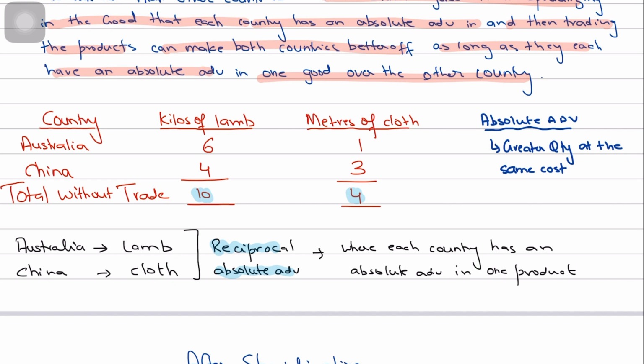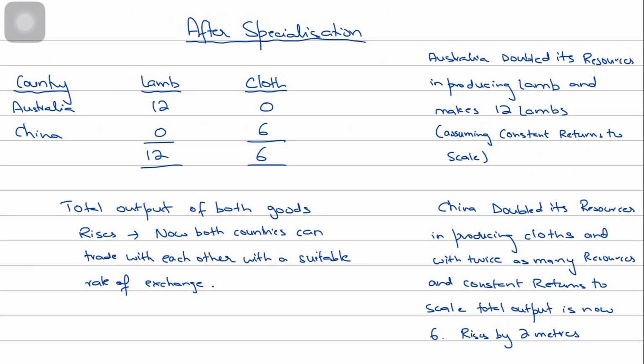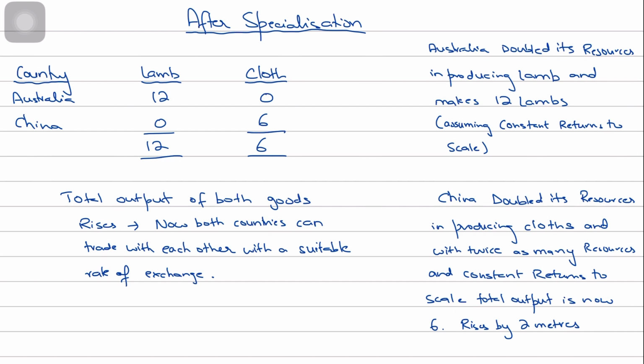So guys, after specialization, Australia is now producing 12 lamb while it's producing 0 cloth, because it has invested all its resources into the production of lamb. It has basically doubled its resources in producing lamb. So if you double your resources in producing lamb, because you're specializing in it, that makes Australia produce 12 kilos of lamb, where before it was only able to produce 6. So it doubles its production.